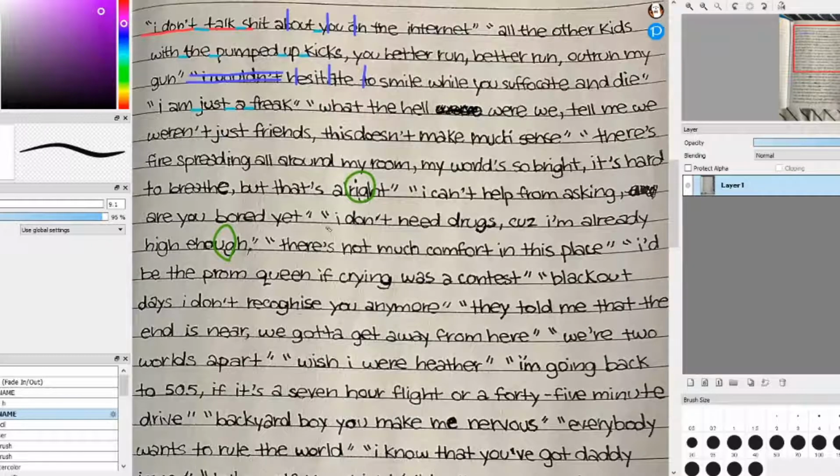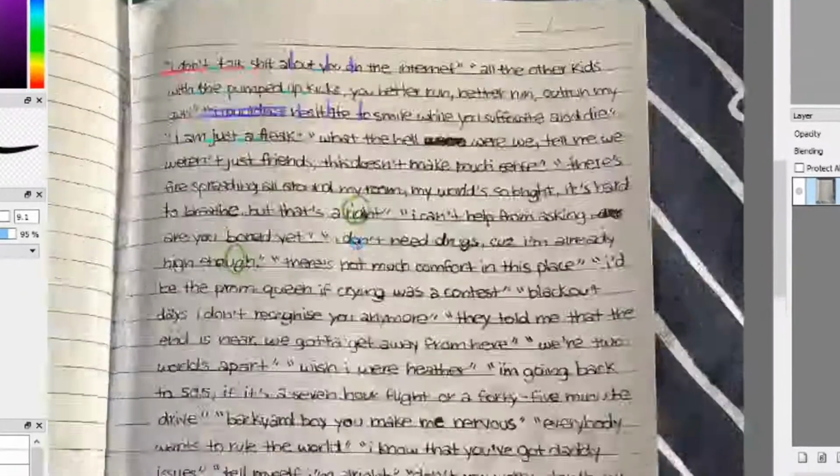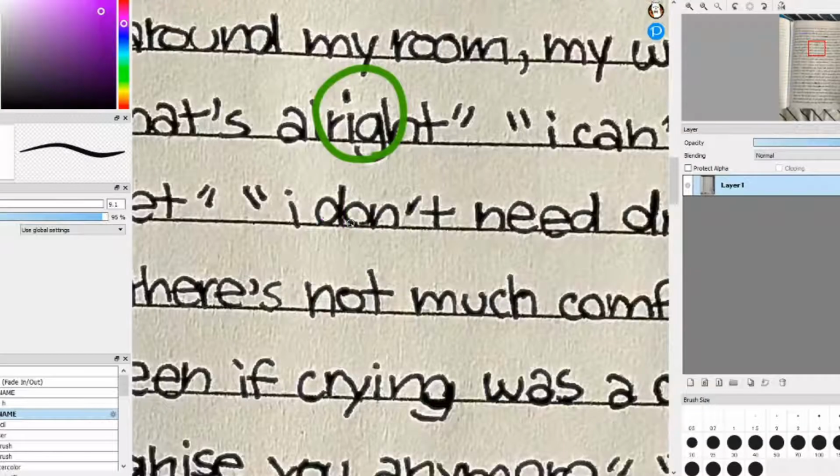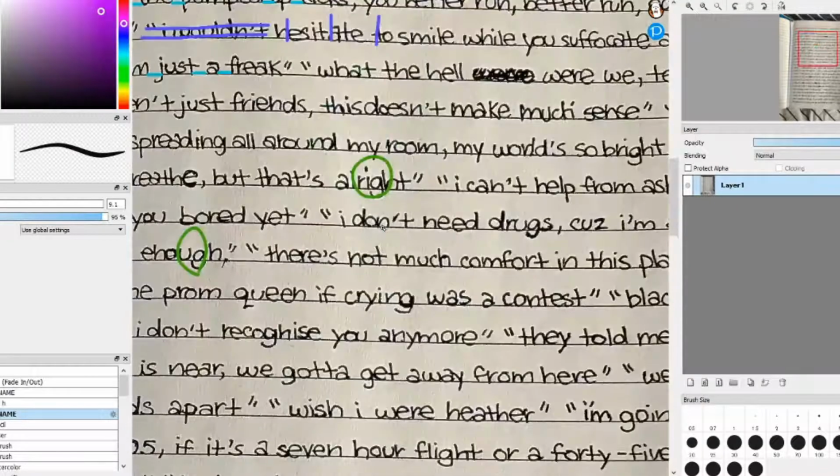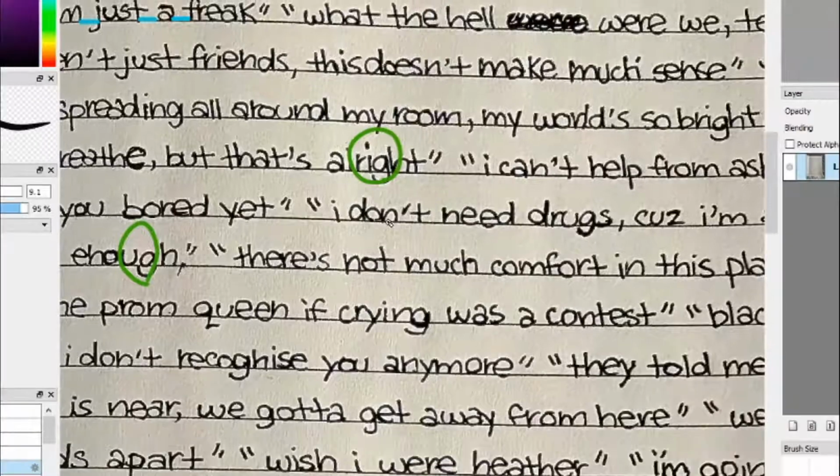As you guys can see, there's another trait. You can clearly see that it's a round rhythm, which indicates someone who is friendly, creative, artistic.